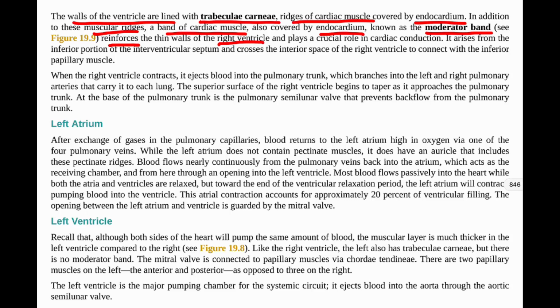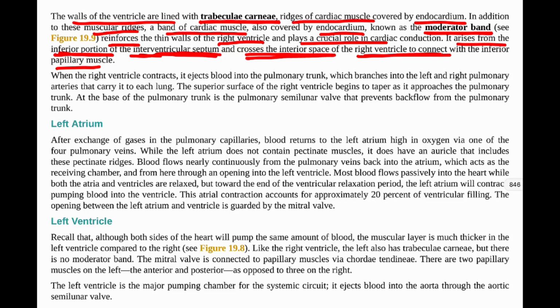So it arises from the inferior portion of the interventricular septum and crosses the interior space of the right ventricle to connect with the inferior papillary muscle. Okay, so it arises from the inferior bottom portion of our interventricular septum, the one that separates our ventricles, and then crosses through the right ventricle space to connect with our inferior, the lower papillary muscle. When the right ventricle contracts, it ejects blood into the pulmonary trunk, which then branches into our left and right pulmonary arteries that carry it to each lung.